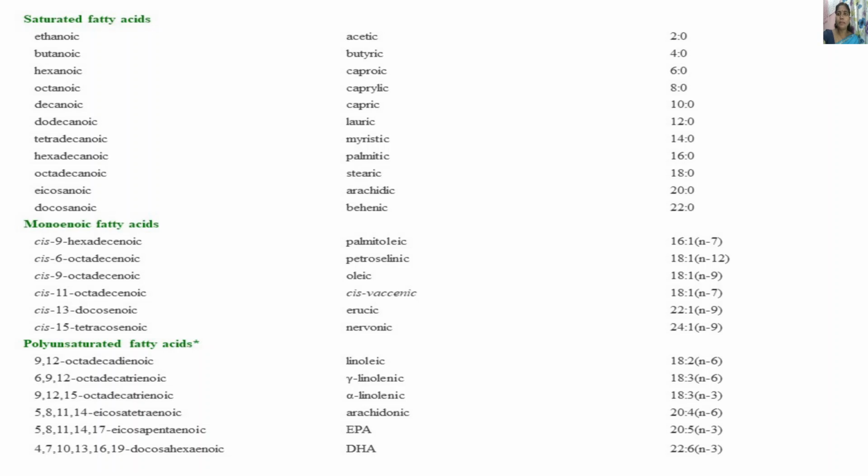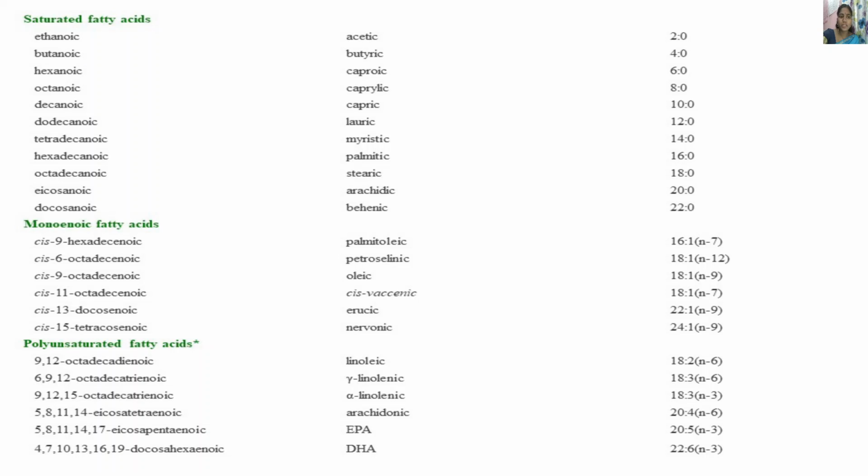So this is the table which represents the trivial names of fatty acids and their IUPAC names. For example, acetic acid, with 2 carbon atoms, is called ethanoic acid, ending with oic. Like this, butanoic acid, the common name is butyric acid, with 4 carbon atoms. The last one I will tell you is docosanoic acid, called behenic acid in the case of the trivial name. It has 22 carbon atoms.